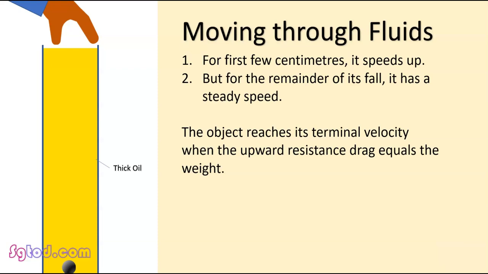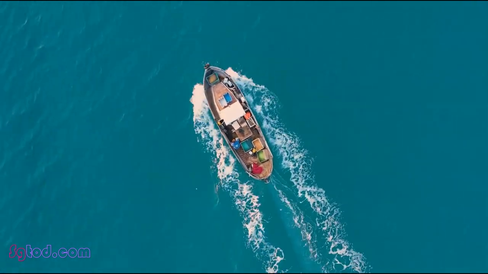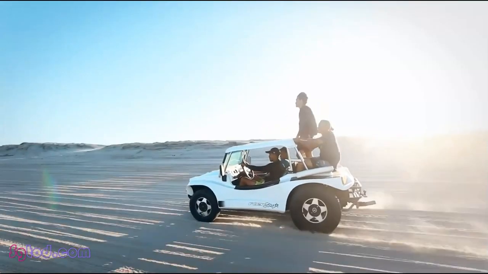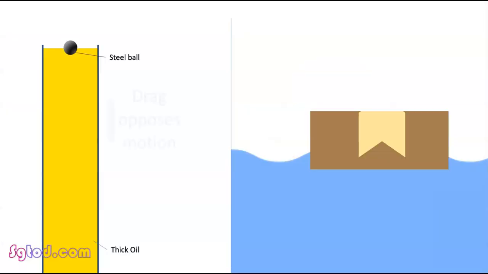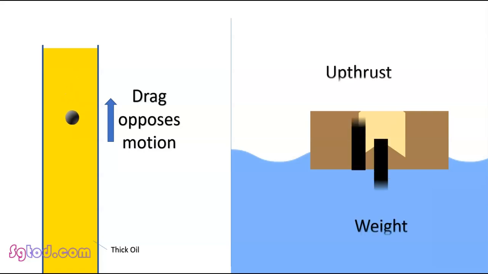Resistive force or drag is not experienced only by falling objects. As the propeller of a boat pushes water backwards, there is a resistive force, drag. As a car moves forward, there is also a resistive frictional force. Take note that resistive force, drag, is a frictional force that opposes motion. It is not the same as upthrust, which we learned in the previous lesson. Upthrust is a contact force, not a frictional force that opposes motion. Upthrust is caused by the pressure of the fluid pushing upwards on the object.